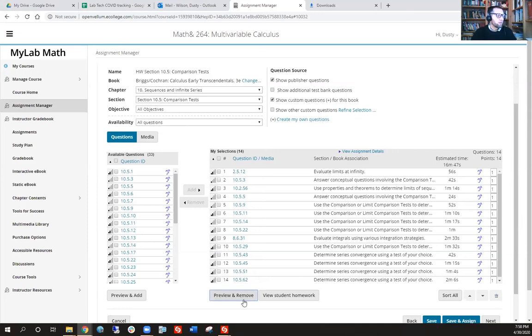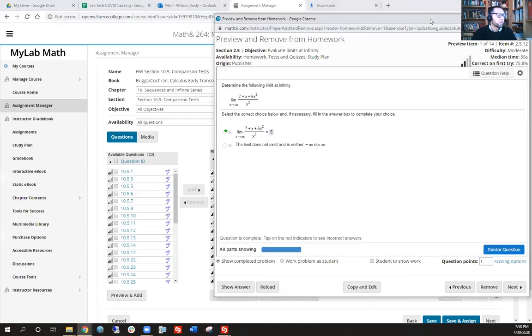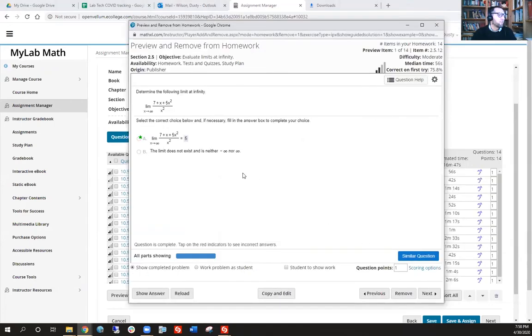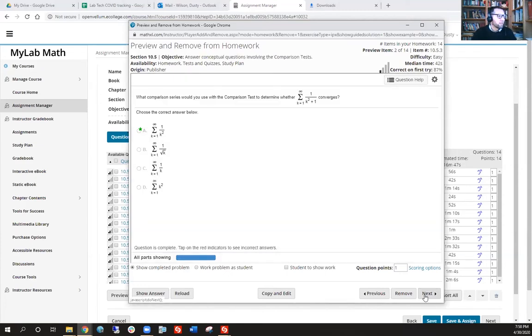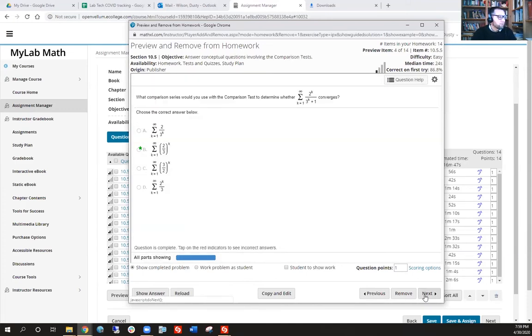And so I come in, create the assignment, and what I want to do is kind of go through and see what's in their stock assignment and see what's available. Notice there's some review questions. So here's an old limit question. And then here you have the standard multiple guess, converge, diverge type of thing. A little bit of review.